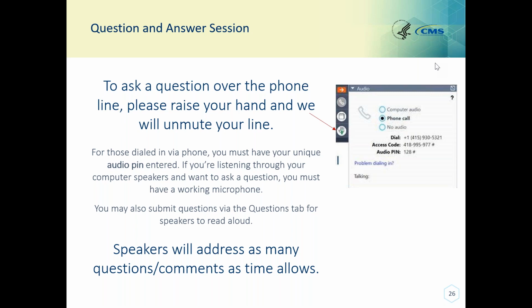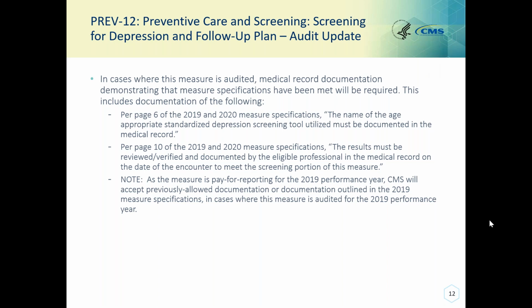Hi, this is Fiona from the Shared Savings Program. As we mentioned earlier on slide 12, as the measure is pay for reporting for 2019, any prior approved documentation will be accepted for PREV 12 for 2019. Okay, wonderful. We've put slide 12 back on the screen just for everybody to see.